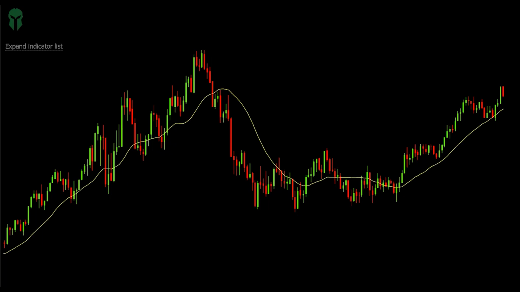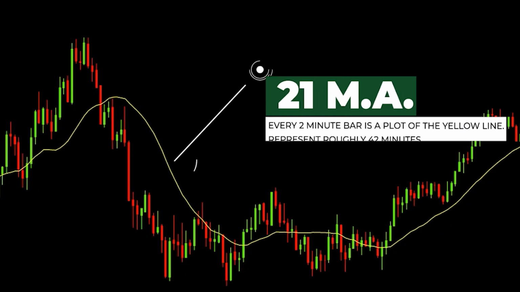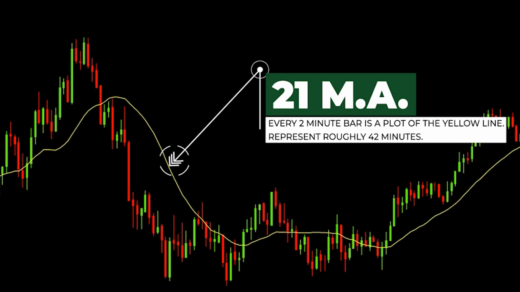Next, the first moving average we want to use is going to be a 21 data point moving average. In other words, every 2-minute bar is a plot of that yellow line. What's important about that is for us to understand what it represents. It represents roughly 42 minutes.